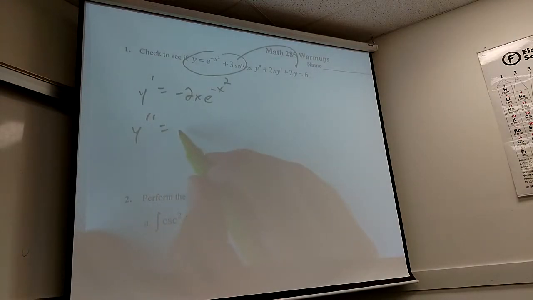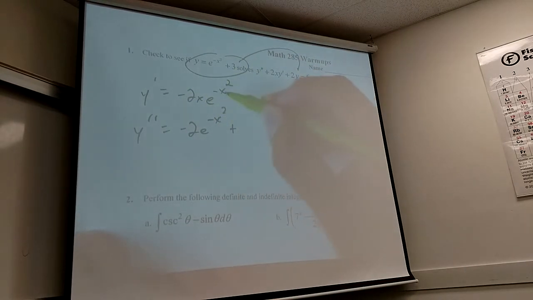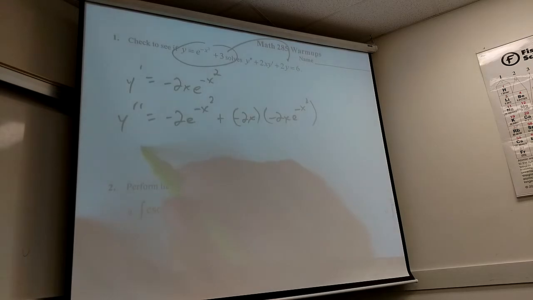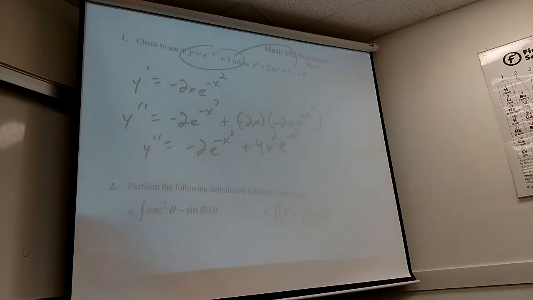So the first part of the product rule is easy: the derivative of x, sweet, plus the derivative of this guy, so it's going to be plus negative 2x times negative 2x e to the negative x squared. Is that cool? So then you get y double prime is negative 2e to the negative x squared plus 4x squared e to the negative x squared.